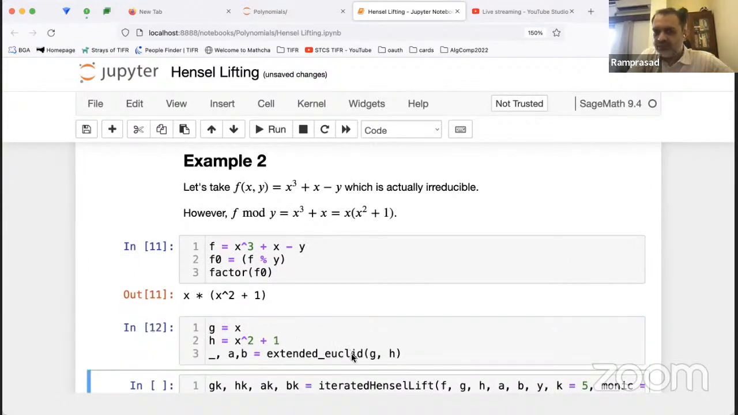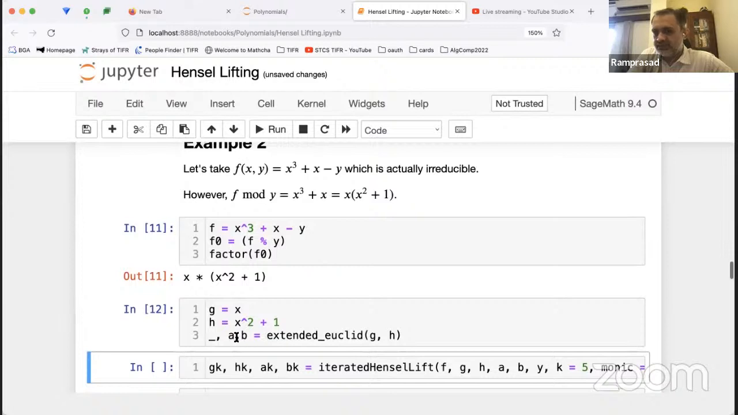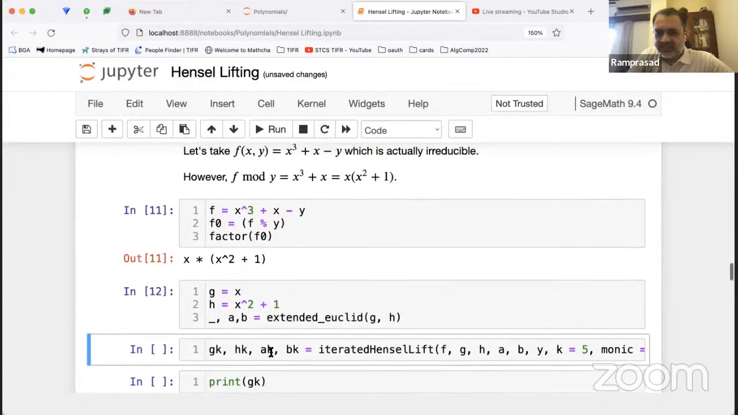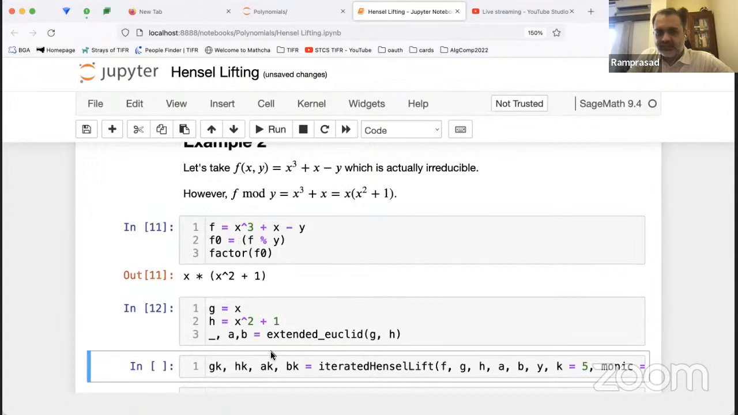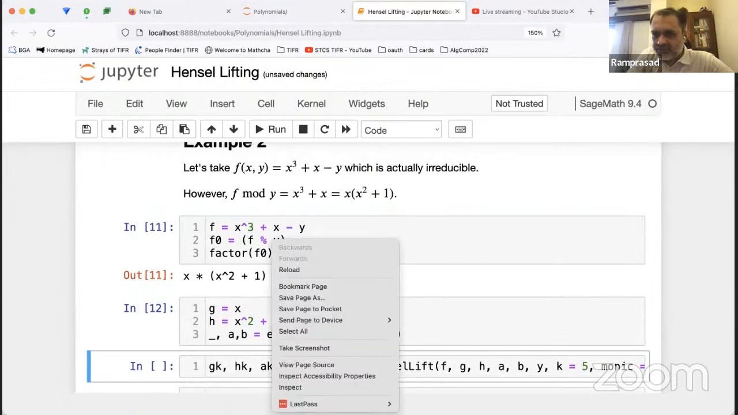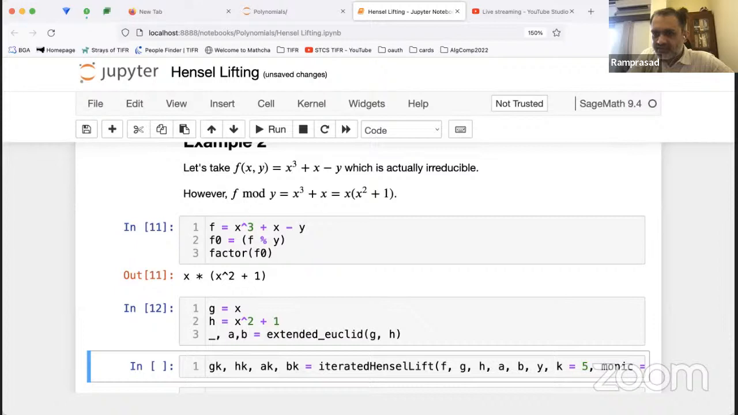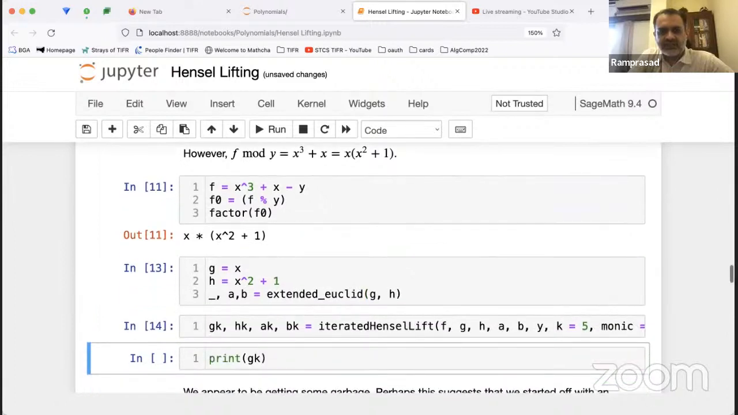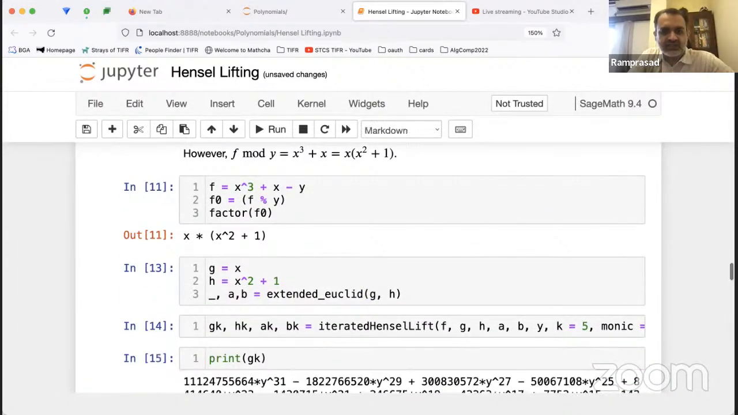And let's once again compute the extended Euclid thing. You get some Bezout coefficients a and b. And now once again, let's lift it. By the way, I hope my Zoom window is not coming in the way. Is it coming in the way? No. Okay, good. So now let's try and lift. So we computed this. Let's lift gk and hk, and try to get a sense of what gk looks like.